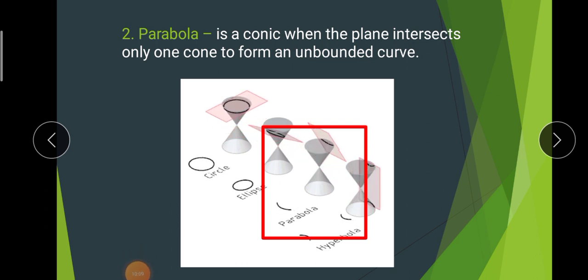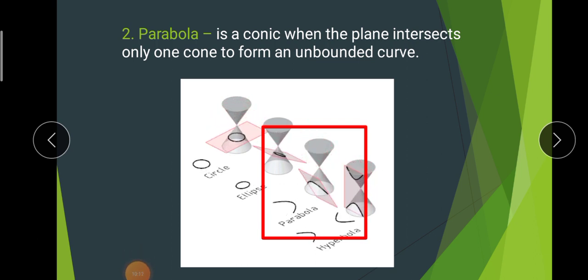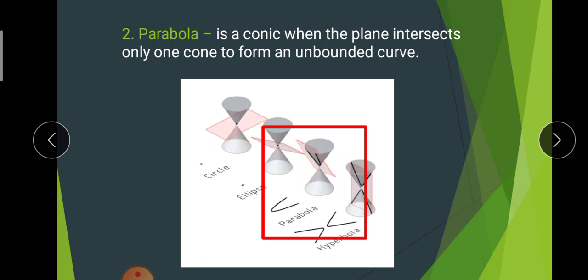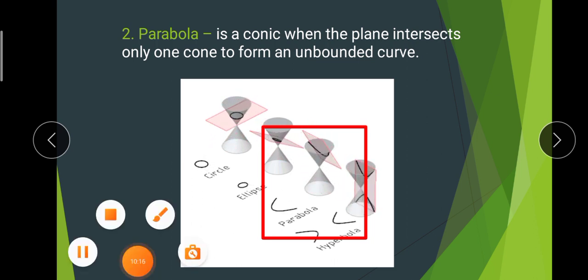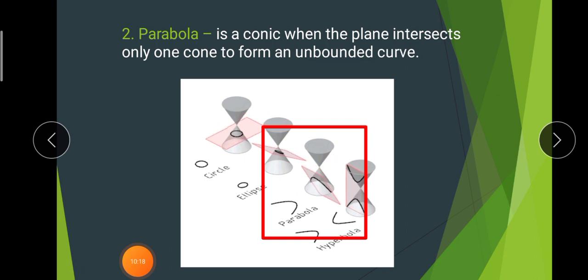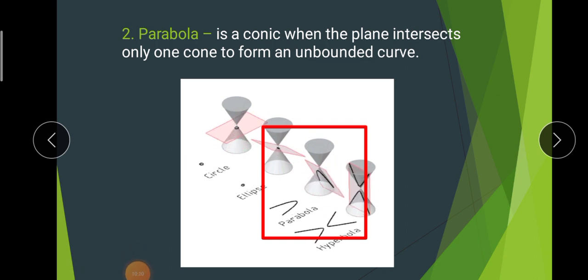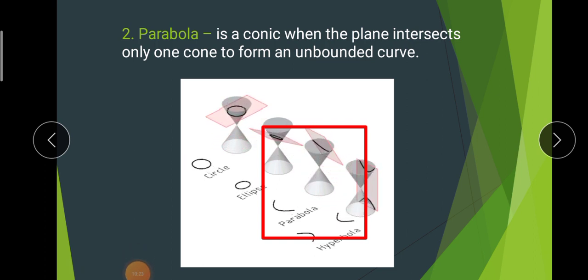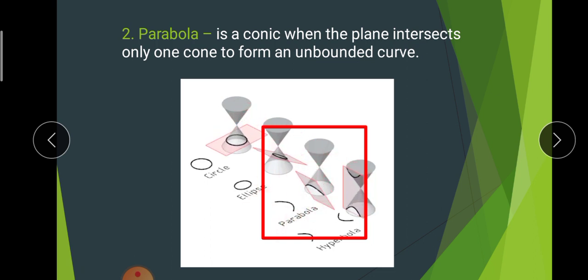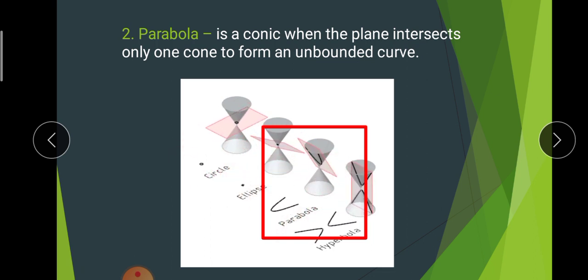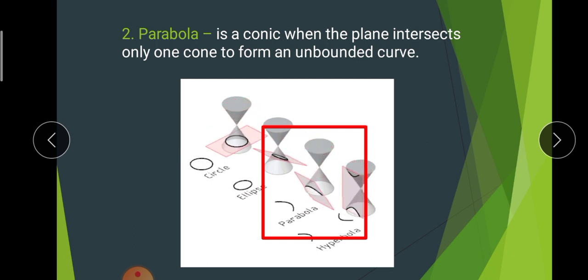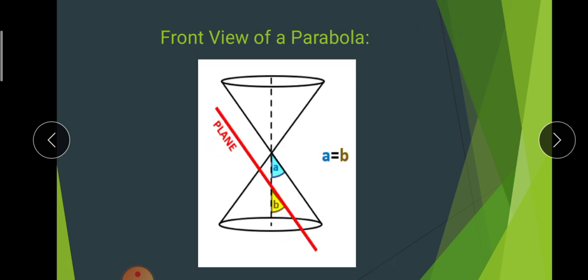Number 2, parabola is a conic when the plane intersects only one cone to form an unbounded curve. Tinawag siyang unbounded curve dahil naka-open siya compare sa ellipse and circle. Ibig sabihin nun, hindi siya closed curve. Para sa front view ng parabola, siya ay naka-diagonal line.